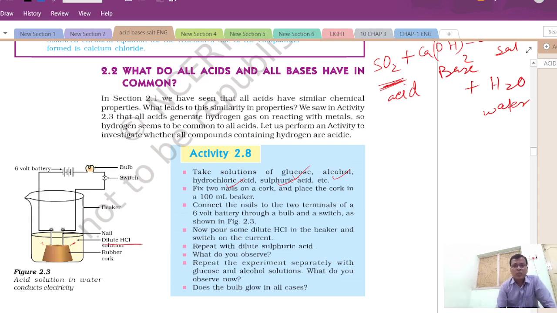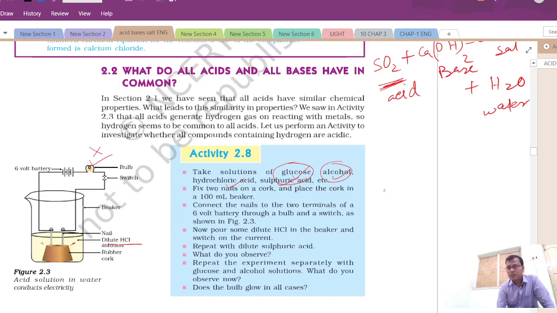Okay, so this is dilute HCl, and you can see here this is a complete circuit, and the bulb is glowing. That means whenever a solution of dilute HCl is used, the bulb is glowing. If you use either glucose or alcohol in the solution, the bulb will not glow. Then what is happening in the solution?